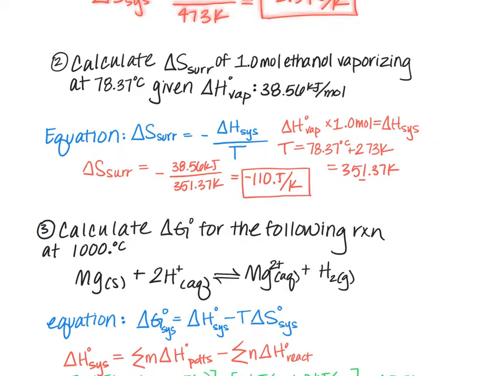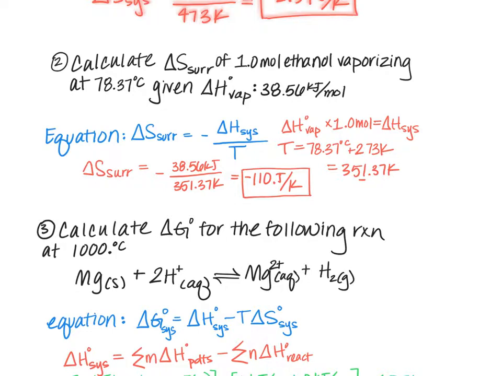Just ignore that. Number 2 says calculate delta S of the surroundings of 1 mole of ethanol vaporizing at 78.37 degrees Celsius, given delta H of vaporization at standard state is 38.56 kilojoules per mole. The only equation that I outlined that has anything to do with the delta S of the surroundings is the equation outlined here. So this shouldn't be an issue in determining which equation to use. Again, it has to be pertaining to the surroundings: delta S of the surroundings is equal to negative delta H of the system over temperature.